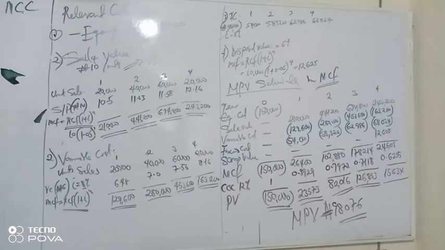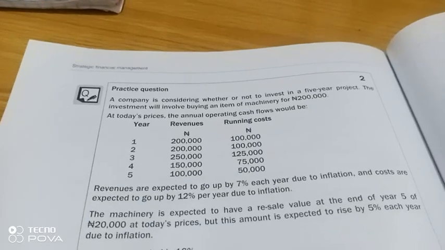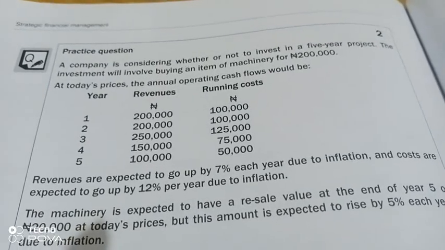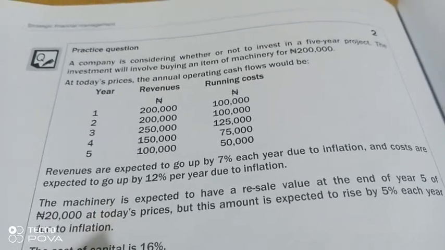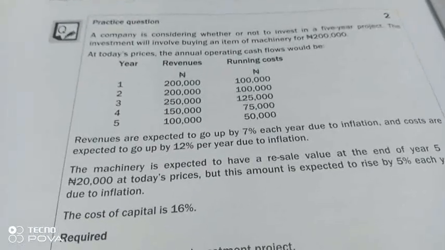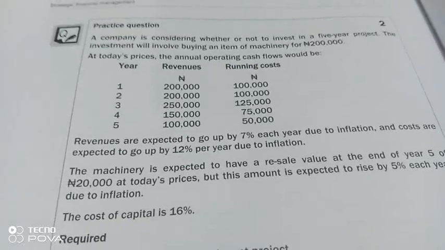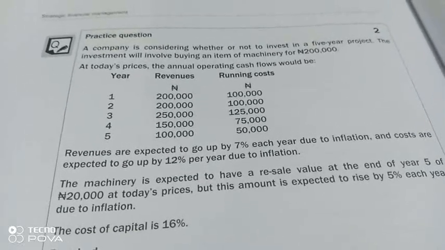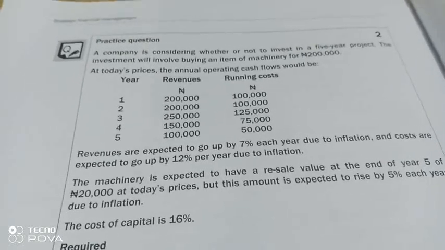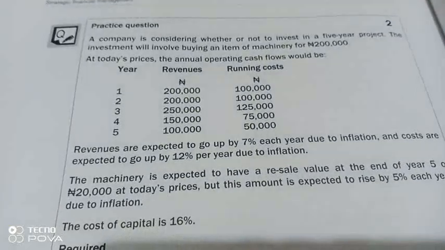Practice question 2 from our manual, from our ICAN part, page 150. I'm reading. A company is considering whether or not to invest in a 5 year project. The investment will involve buying an item of machinery for how much? 200,000, at today's price. That is a real cash flow, right?